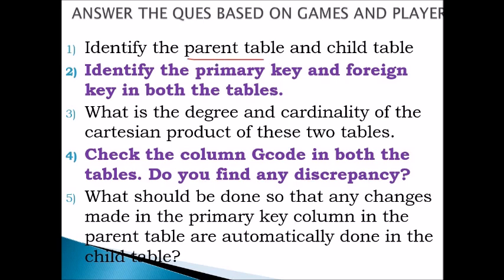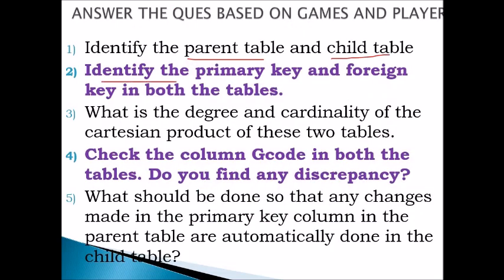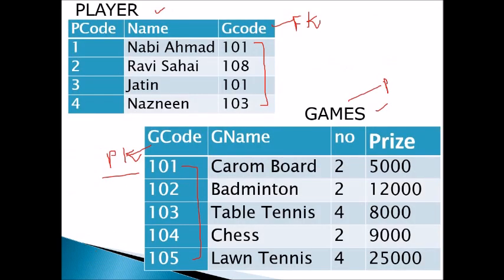So identify the parent table and the child table. Which is the parent table? Where the primary key is defined. So this is the parent table, and player is the child table. Identify the primary key and foreign key in both the tables. This is the foreign key in the table player, this is the primary key in the table games, and this is the primary key in the table player, the P code.